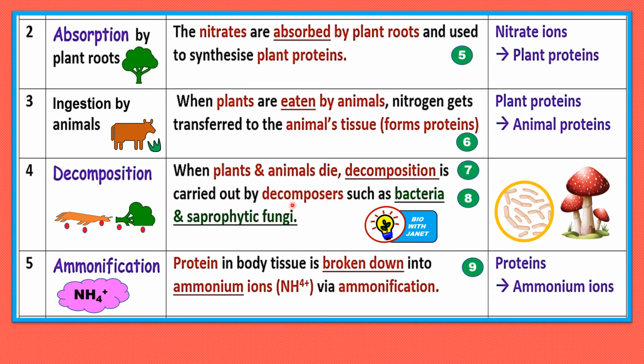Now, decomposition is carried out by decomposers such as bacteria and saprophytic fungi, like mushrooms. All right? So saprophytic bacteria and fungi break down the dead bodies of organisms, and they convert the complex substances inside the bodies of dead animals and plants into simpler substances. For example, ammonia. So therefore, one of the processes involved during decomposition is ammonification, which is the production of ammonium ions. Protein in body tissue is broken down into ammonium ions NH4+ via ammonification.